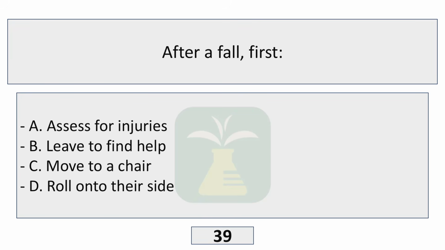After a fall, first, A. Assess for injuries. B. Leave to find help. C. Move to a chair. D. Roll onto their side. Correct answer: A. Assess for injuries. Injury assessment guides urgent care.